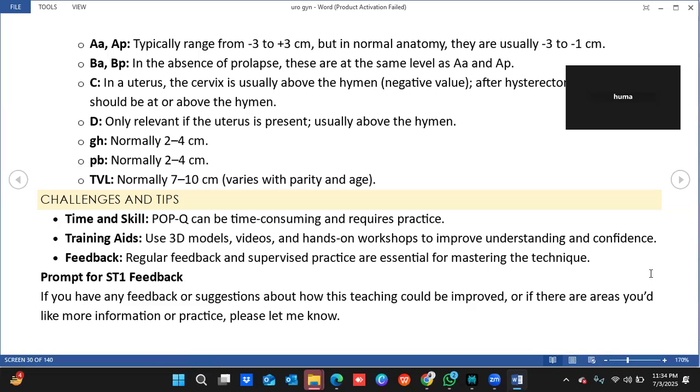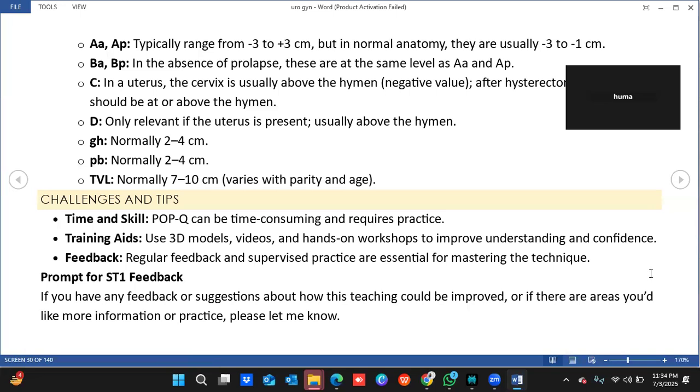Sadia, there are some challenges and tips. Time and skill: POPQ classification can be time consuming and requires practice. We have to use 3D models, videos, and hands-on workshops to improve understanding and confidence, and regular feedback and supervised practice are essential for mastering the technique.